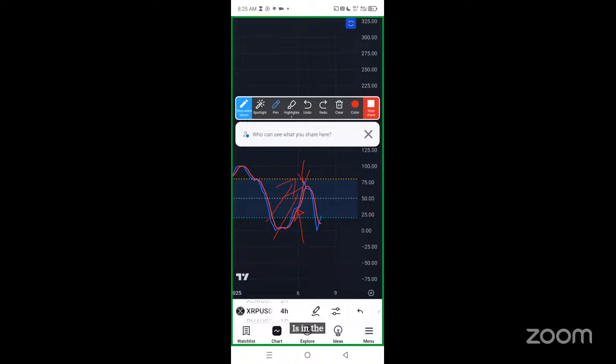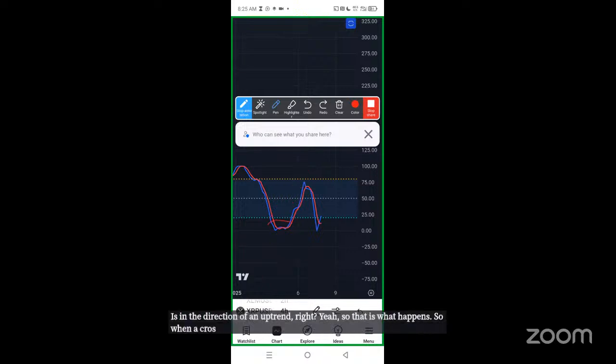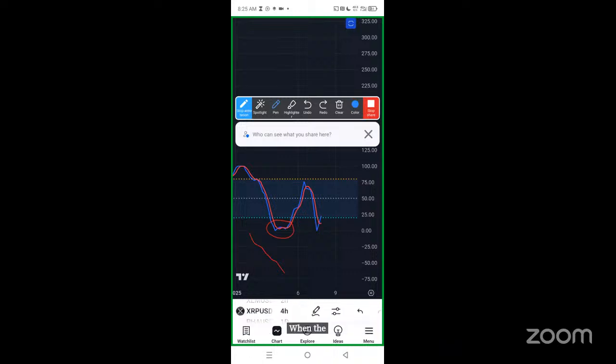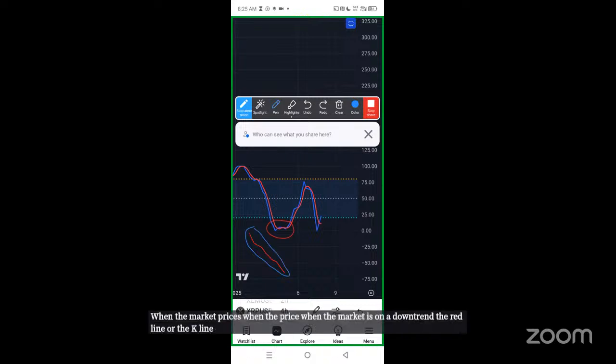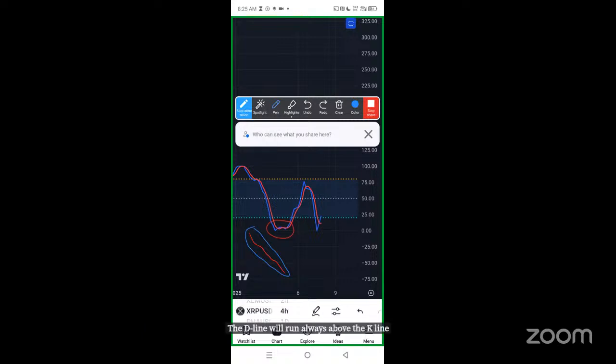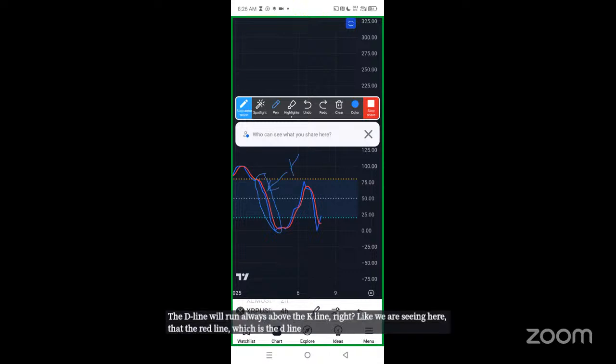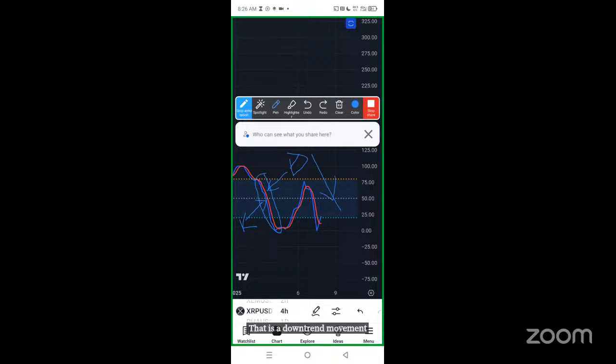And it becomes even better when the movement is in the direction of an uptrend, right? So when a crossover happens, this will be the kind of movement that you are most likely to see. When the market is on a downtrend, the D line will always run above the K line, right? Like we are seeing here, the red line, which is the D line, is running above the K line. That is a downtrend market, okay?